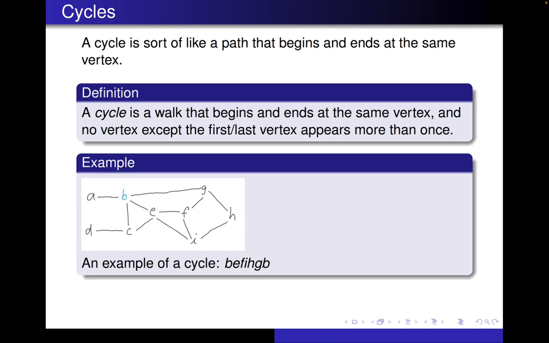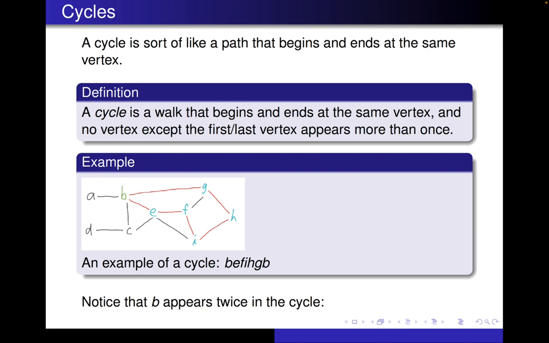So if we start at B, we go down to E, over to F, over to I, over to H, over to G, and then back to B. So B is green because we hit it twice. Everything else we hit once, including all the edges. Again, B appears twice in the cycle, at the beginning and at the end.